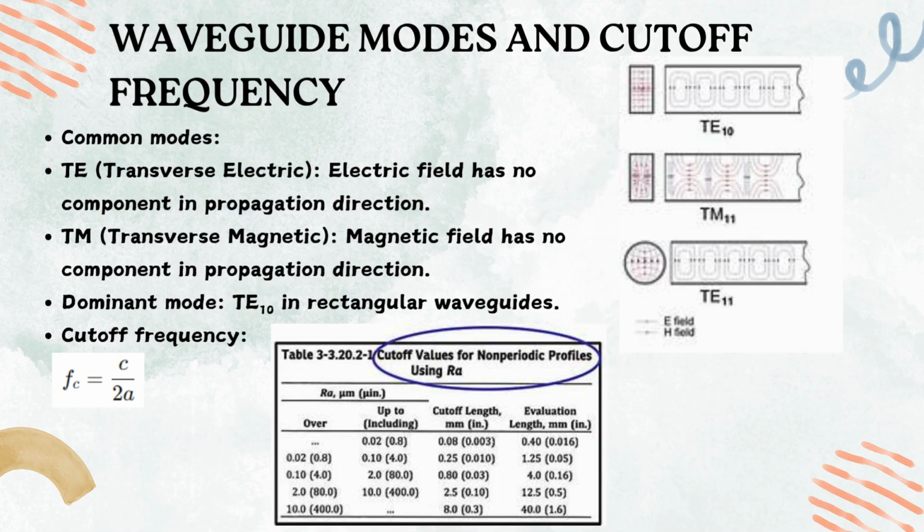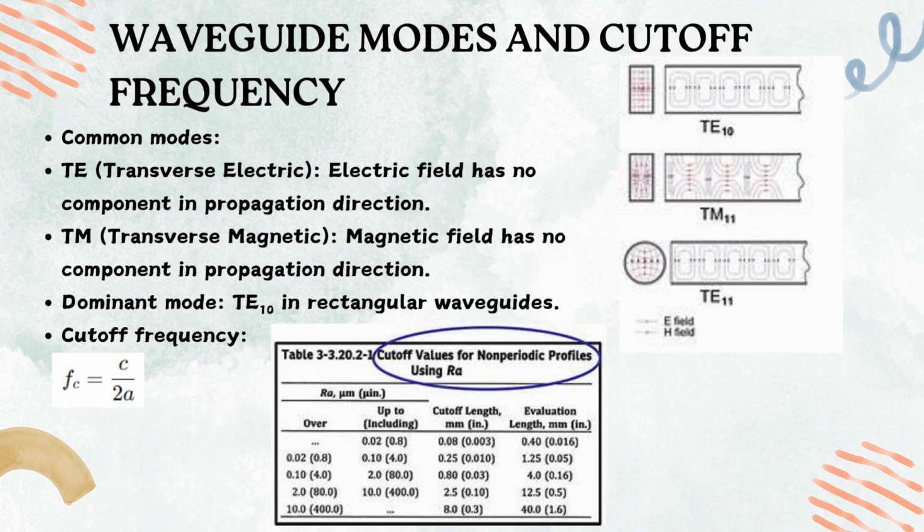Waveguides support different modes of wave propagation. The two main types are transverse electric, where the electric field has no component in the direction of propagation, and also transverse magnetic, where the magnetic field has no component in the direction of propagation. Each waveguide has a cutoff frequency, below which the wave cannot propagate. For example, for a rectangular waveguide, the cutoff frequency is calculated using the formula which I've given below.